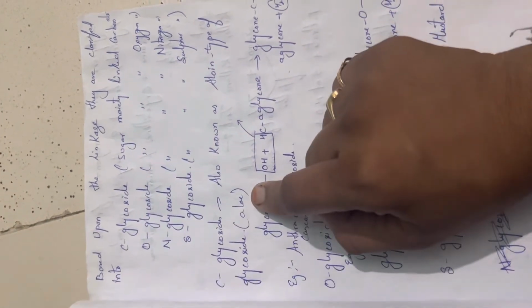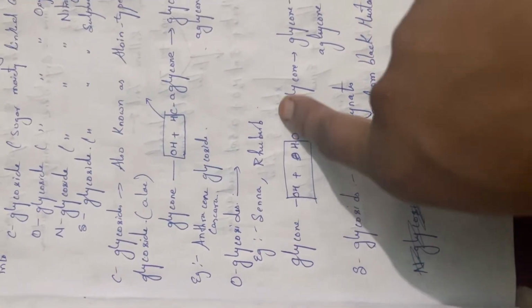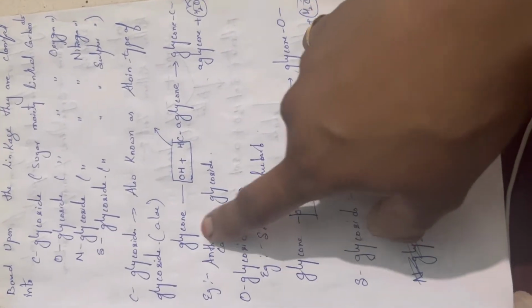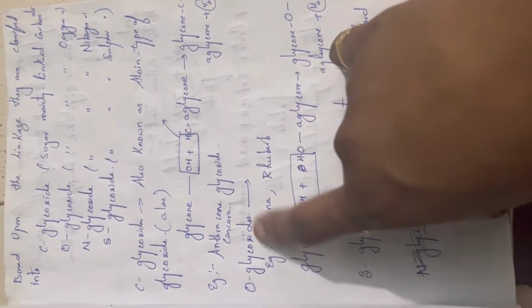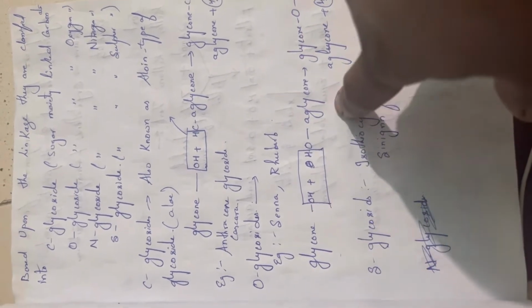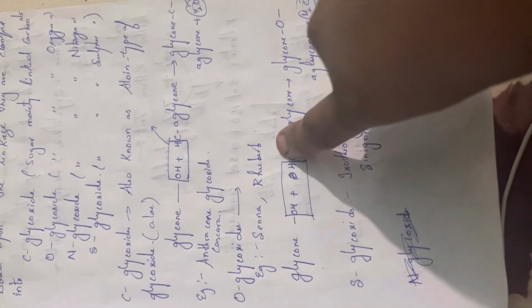Okay, that is about C glycosides. Next, O glycosides, example senna, rhubarb. So for senna rhubarb, here glycone plus OH, next OH glycone. Okay, glycone OH plus OH glycone, water is liberated out, and you get glycone-O-glycone, the formation of the O linkage. So here the examples are senna and rhubarb.